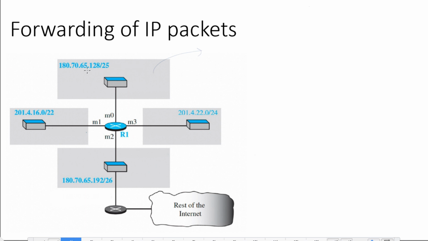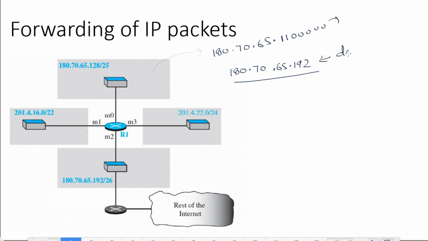This network is saying that you should be having 180.170.65 dot this is one, and then you can take anything here. So let's take one example, which is 11 and then all zeros, which is 192. I'm taking one example host from this network. This is 180.70.65.192. Suppose there is some packet coming to R1 with this destination IP.